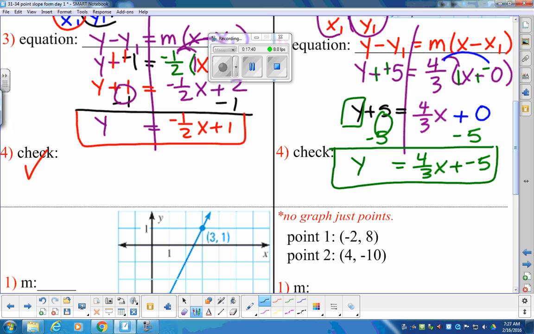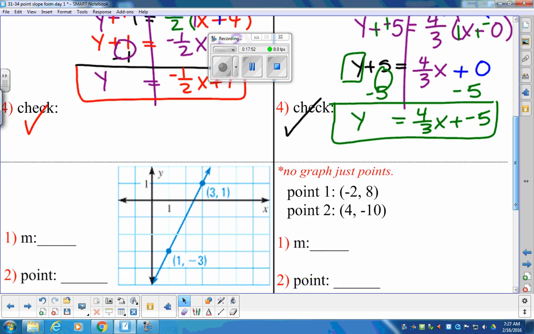Don't have to worry about that check step because we're going to do it together. There's my equation in actually slope-intercept form. We solved for y. So we went from something called point-slope form to something called slope-intercept form. We'll talk about that later.